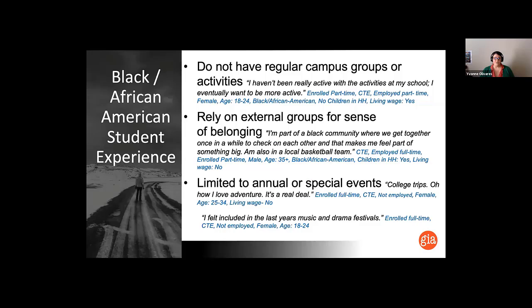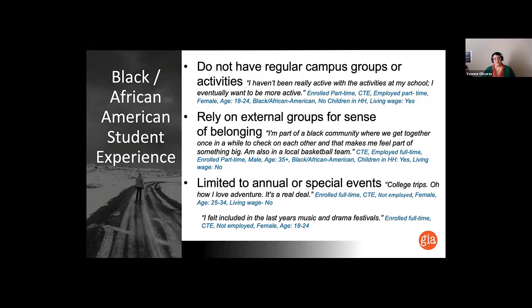So, exploring further and looking at Black and African-American student experience to see how they were describing their interactions, we were seeing very common themes. One, they don't have regular campus groups or activities. A student here was saying, "I haven't been really active with activities at my school. I eventually want to be more active." This would be okay if we were talking about a new student, but this student had been at her college more than 3 years.